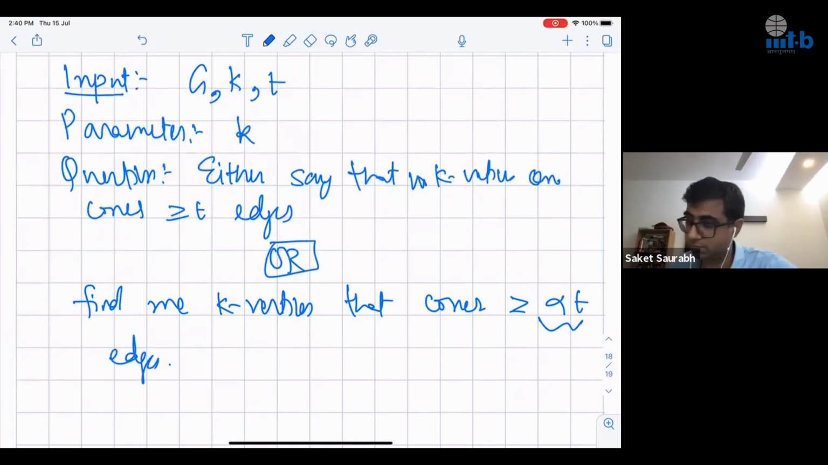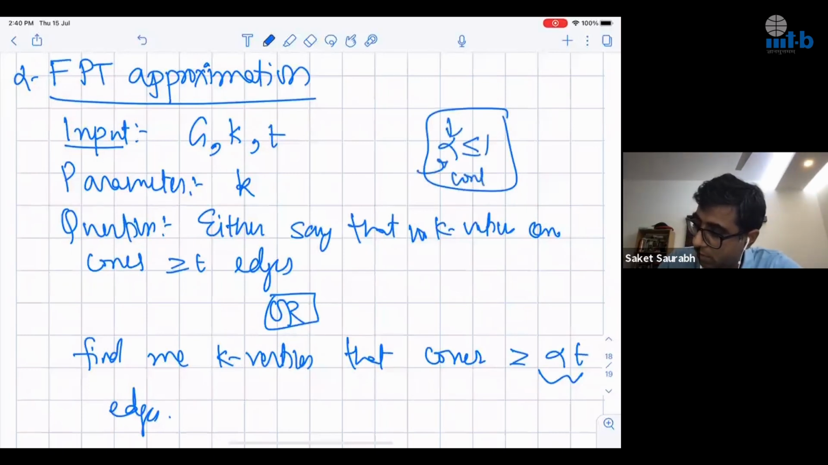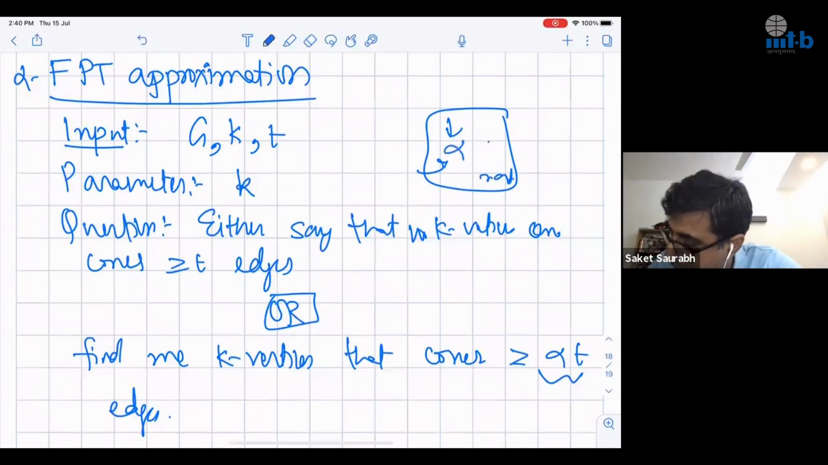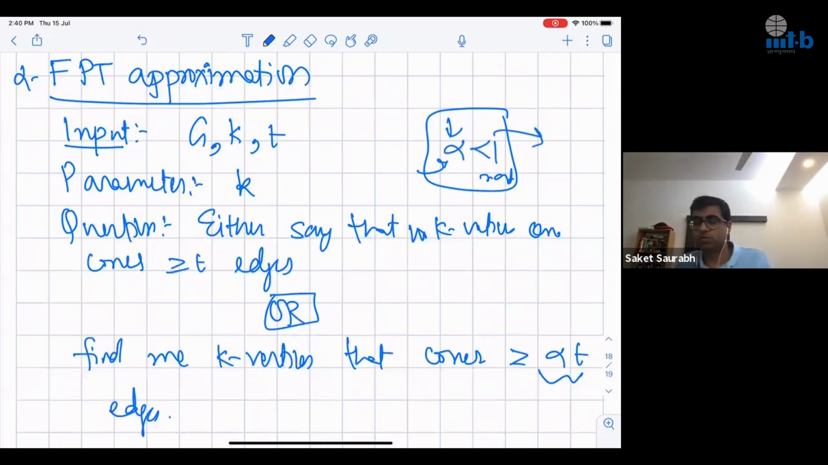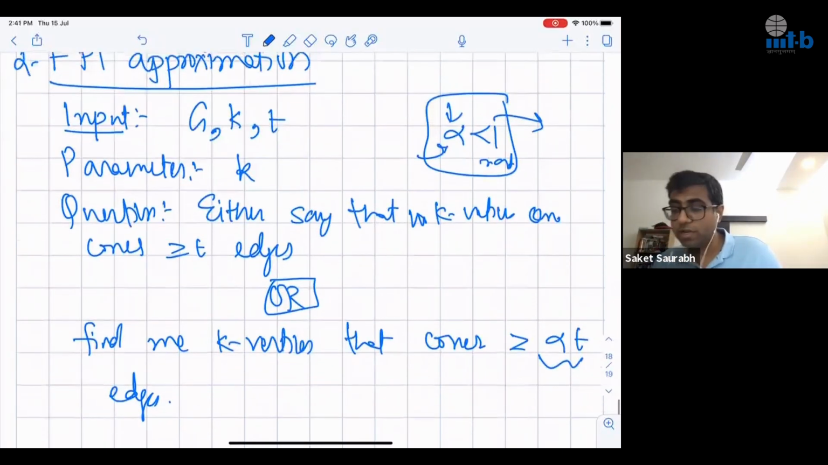Where alpha is some constant less than or equal to 1. In fact, alpha has to be strictly less than 1, because with alpha equal to 1 we can't hope to have such an algorithm in FPT time, since we showed the problem is hard. Okay, so this is what I mean by alpha.